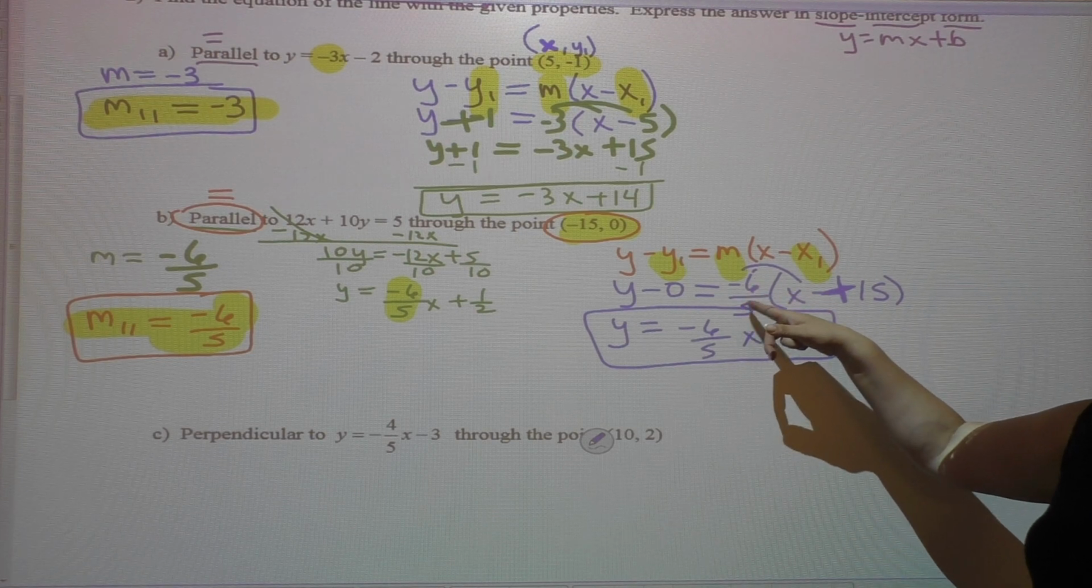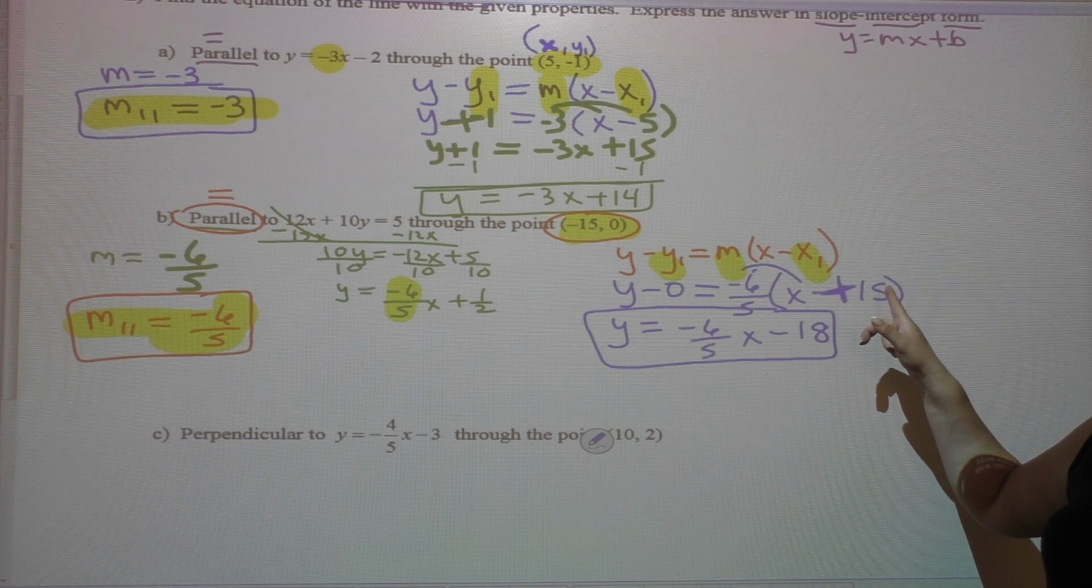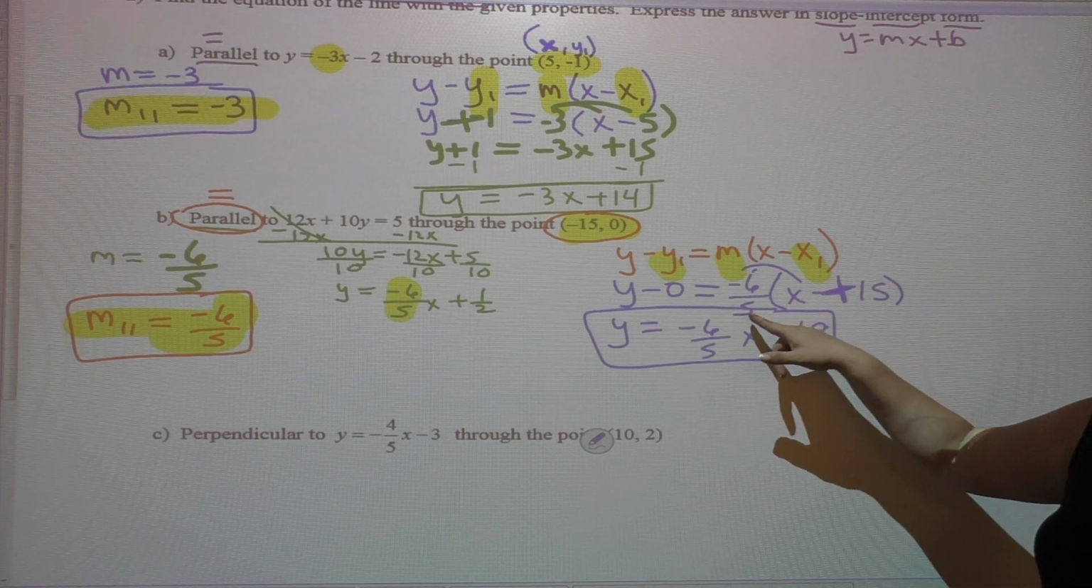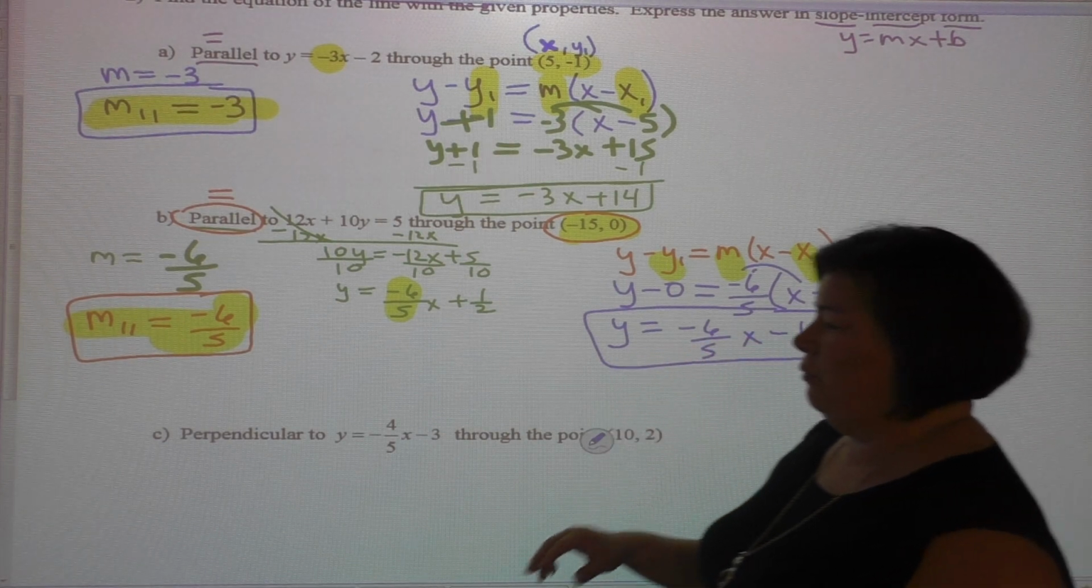Another way you could think is -6 times +15 is -90, and then divided by 5 is -18. So there's our equation. We are done with this one.